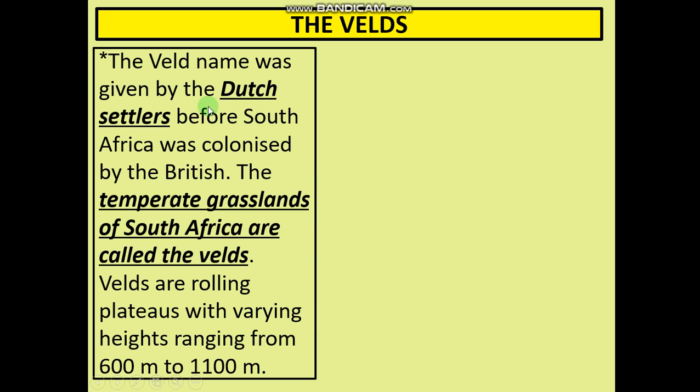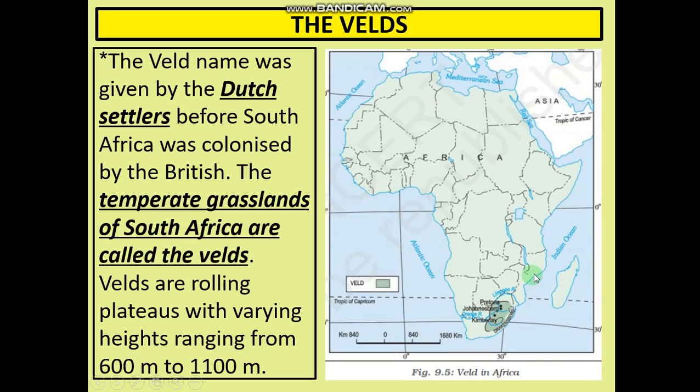The Welsh name was given by the Dutch settlers before South Africa was colonized by the British. Colonize, what do you mean by colonize? The way India was colonized by Britishers means when a very developed country tries to control the resources, the people and the political situation of some poor country, that is known as colonizing. As India was the colony of Britishers, we were under the rule of Britishers. Similarly, Africa was also under the rule of the Dutch, Britishers, and other European countries.